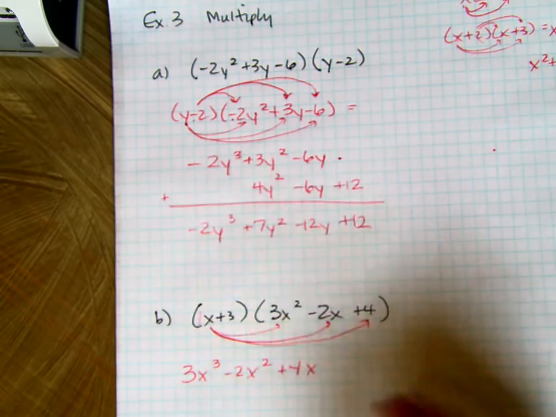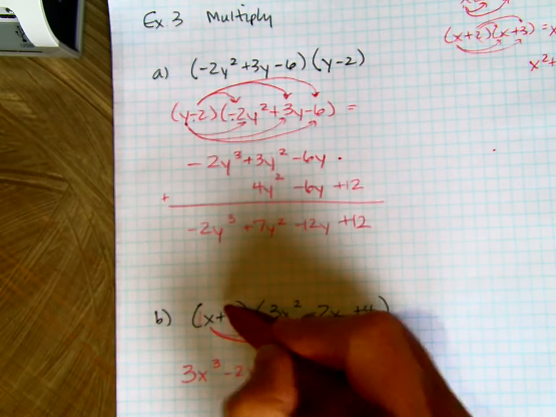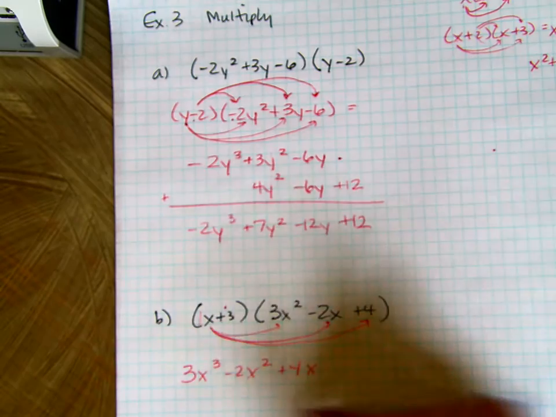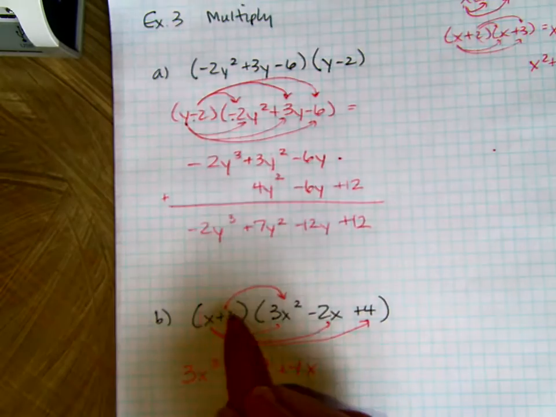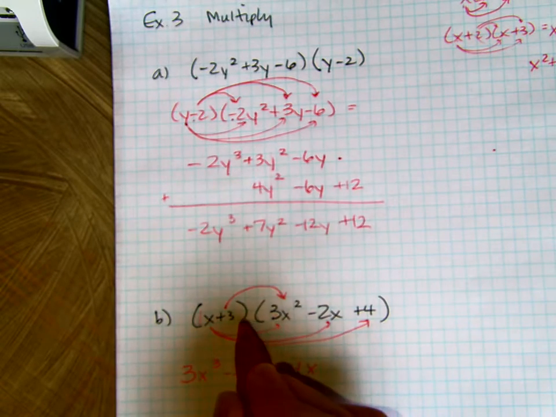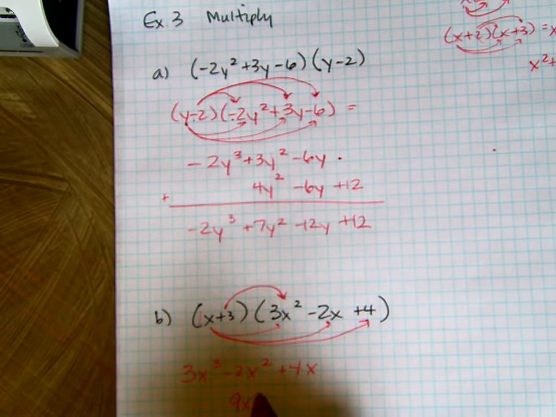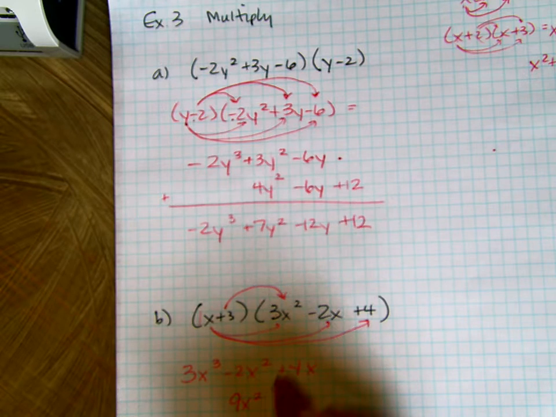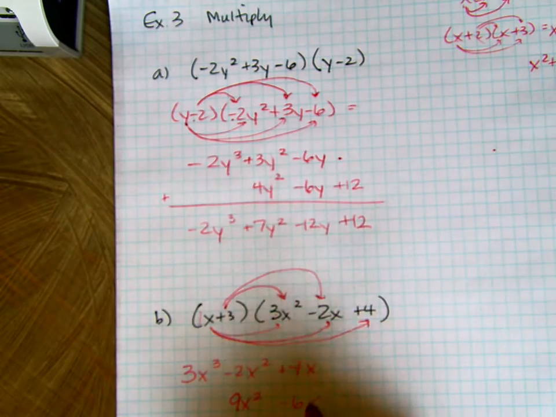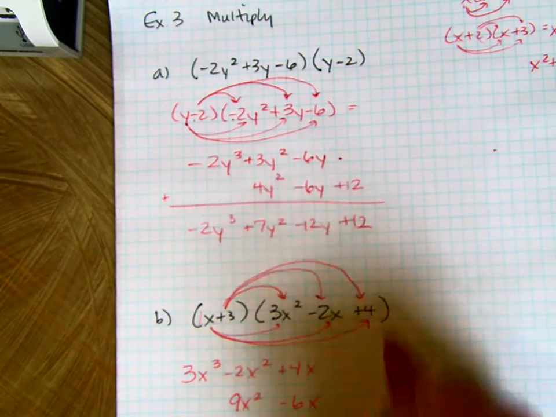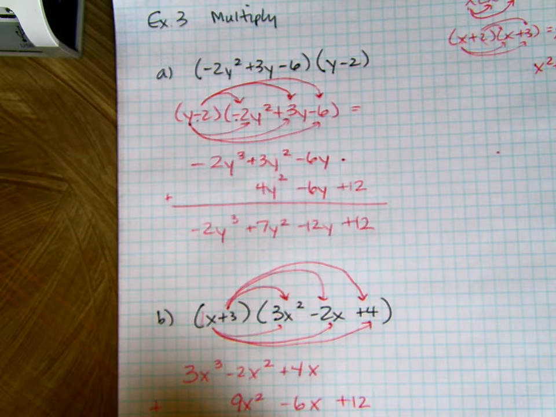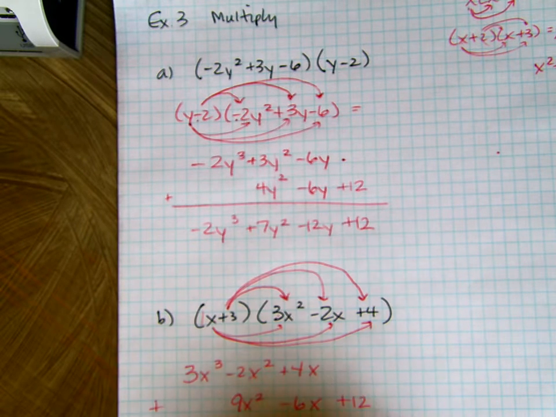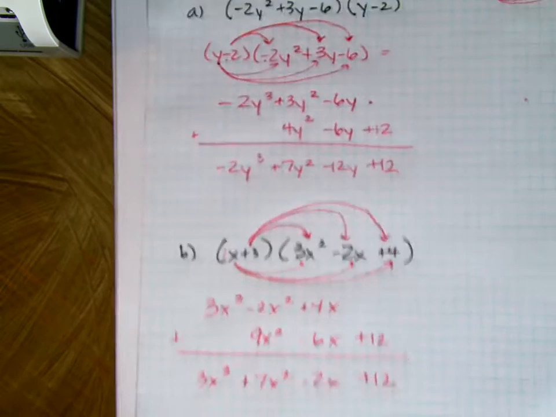I'll do it vertically again. So maybe you'll like it. Again, if you just write these horizontally and you have to combine the like terms, that's fine. But I'm going to do it this way to help you keep it organized. So 3 times 3 is 9x squared. So that's going to go down here. 3 times negative 2 is negative 6x. And 3 times 4 is 12. And so when I add all these up, I get 3x cubed plus 7x squared minus 2x plus 12.